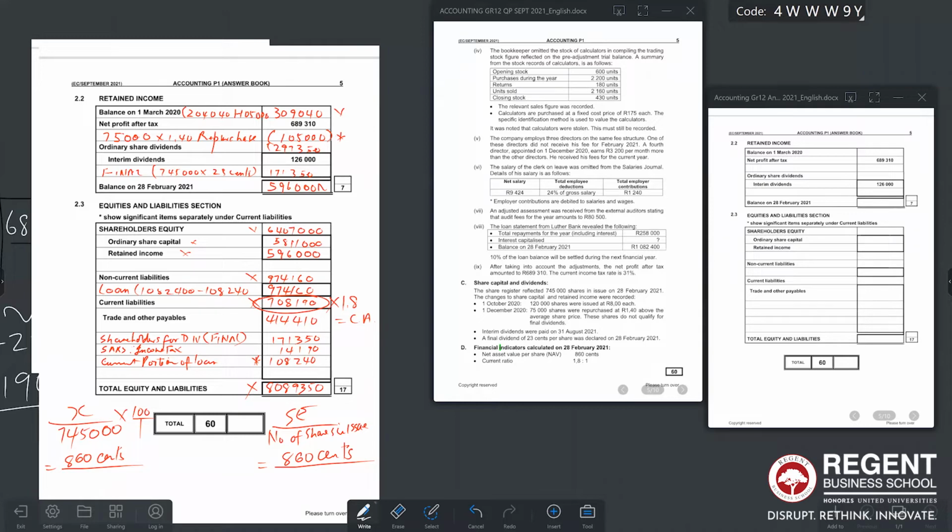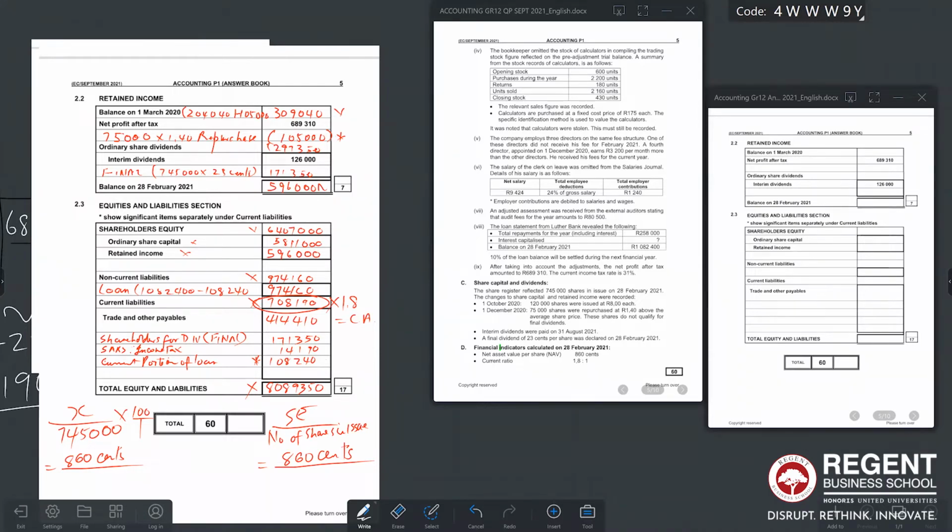Be prepared for something like that where they give you the whole balance sheet and they give you the current ratio. Then you must know how to work it out. Take the 708,190 and multiply it by 1.8, and you get the current assets figure. And then you can finish the rest of the balance sheet.